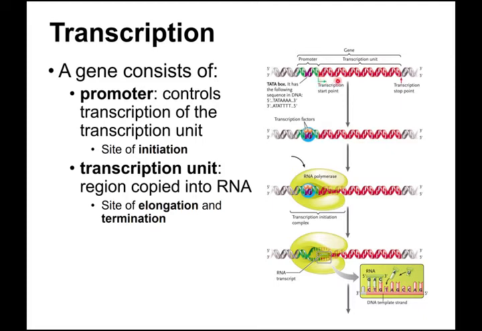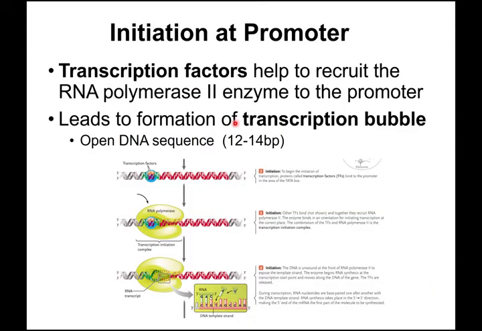Elongation takes place with the copying of the transcription unit until RNA polymerase reaches the termination sequence here, where termination, the last step, takes place. Okay. So now, moving on here. First phase, initiation. So this takes place at the promoter.